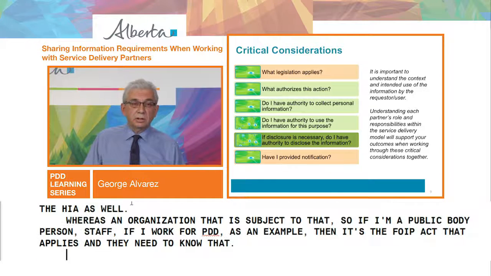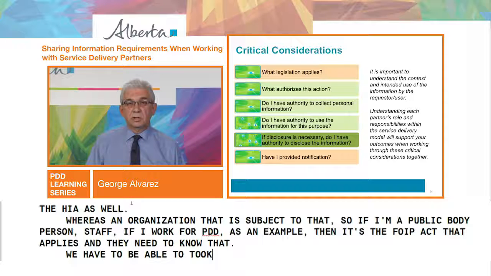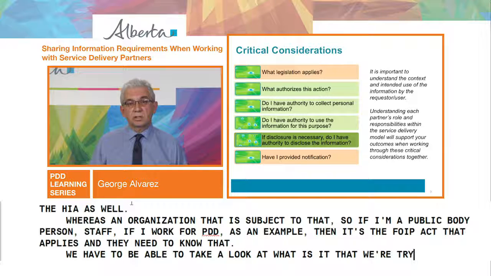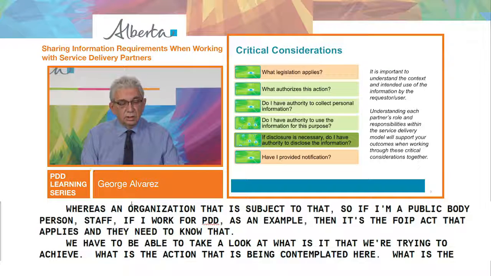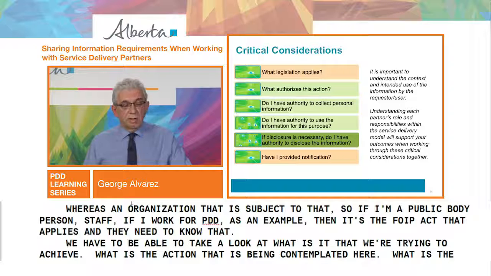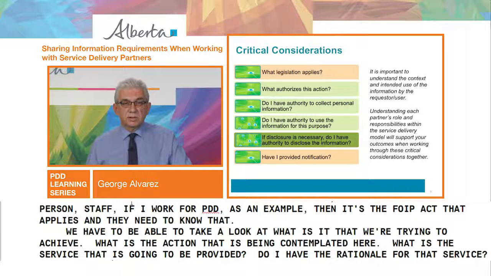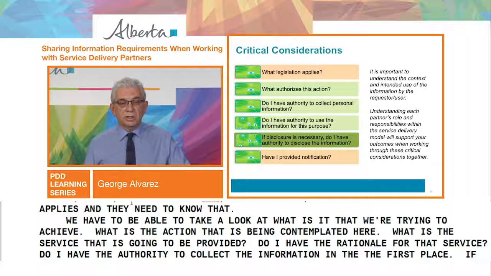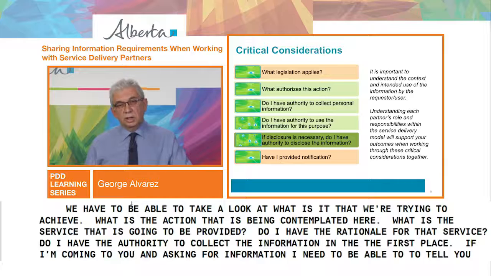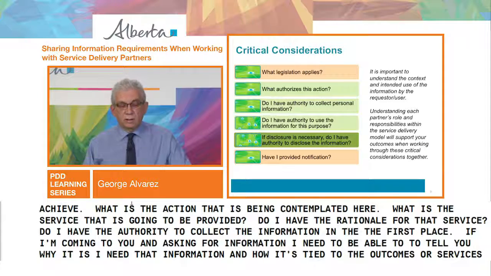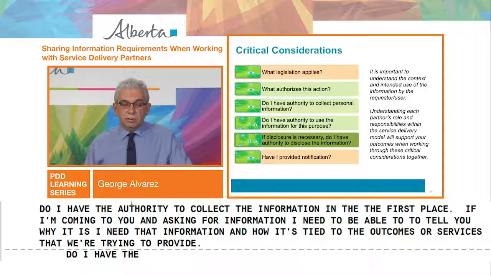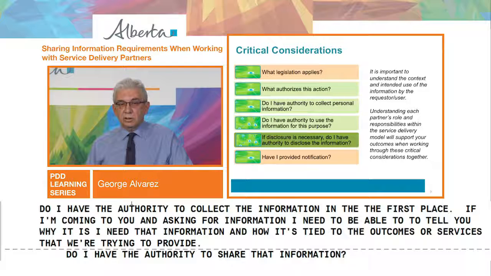I have to be able to take a look at what is it that we're trying to achieve. So what is the action that is being contemplated here? What is the service that is going to be provided? Do I have the rationale for that service? Do I have the authority to collect information in the first place? If I'm coming to you and I'm asking for your information, I need to be able to articulate or to tell you why it is that I need that information and how it's tied to the outcomes or the services that we're trying to provide. Do I have the authority to share that information? We need to take a look at all of those things.